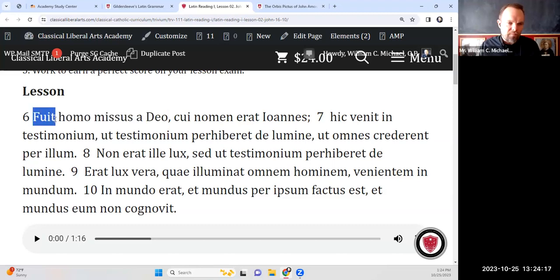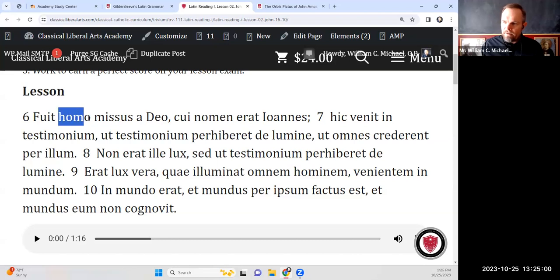What does fuit mean? Let's be quick about this. What does fuit mean? It means there was. Yeah, that's pretty sloppy answers. I saw a bunch of different things. It means there was. All right? There was. Not just there. Some of you wrote there. There is part of the translation, but it means there was. The verb. There was. There was homo. What does homo mean? Means man. Very good.